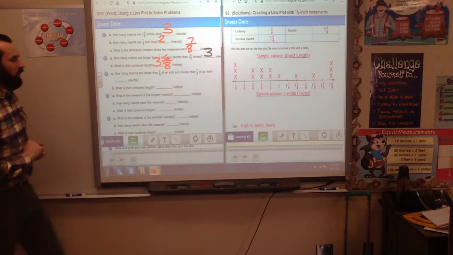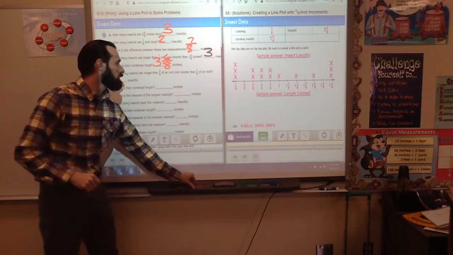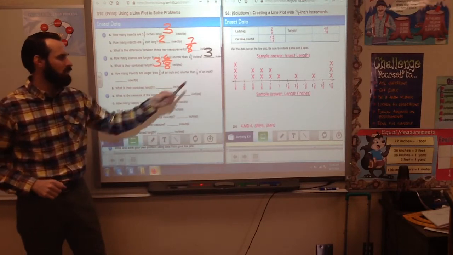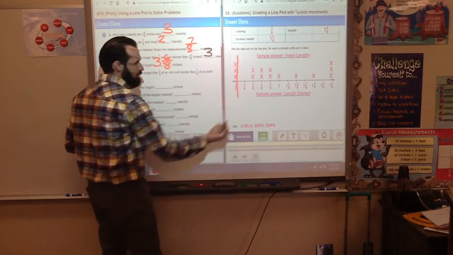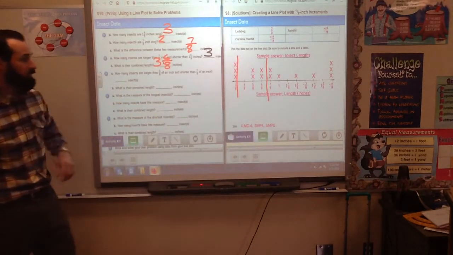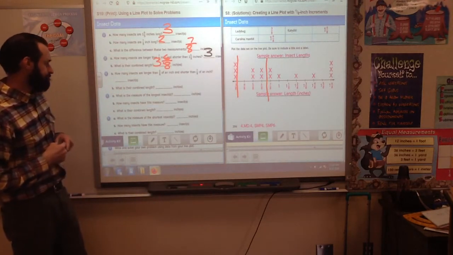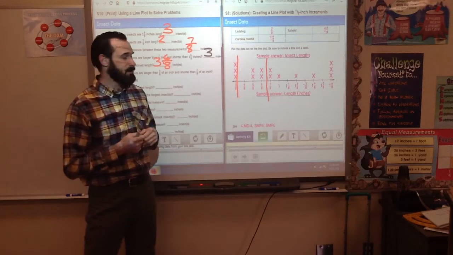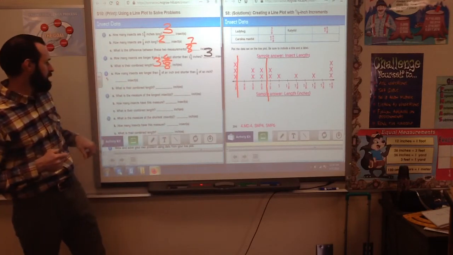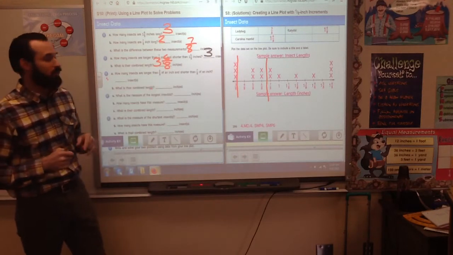How many insects are longer than 3/8 of an inch and shorter than 7/8 of an inch? So again, we're not including the 3/8 or the 7/8. Bigger than 3/8, smaller than 7/8. So when you look at that, you got to count how many x's are in there. That's what goes in here. They want to know the combined length of those. That's what goes here. That's the same thing we did. It's just adding the lengths of those.